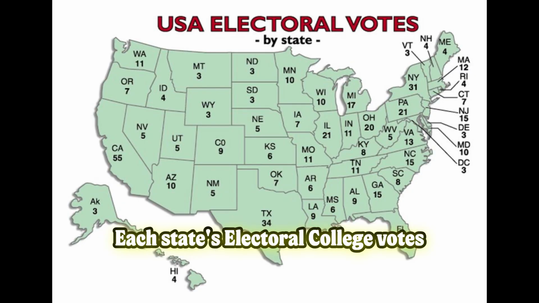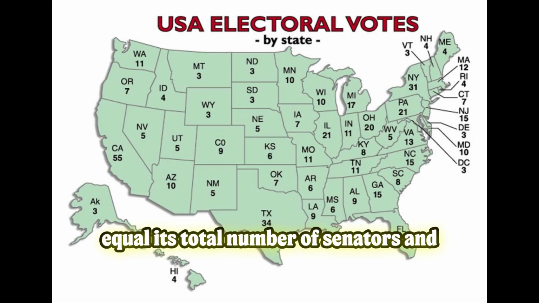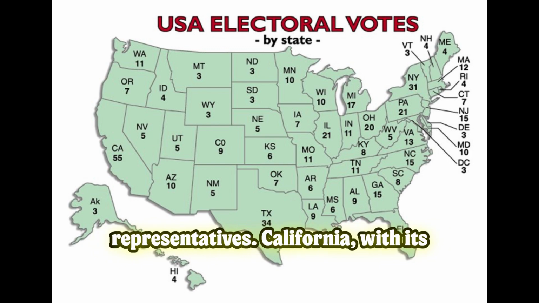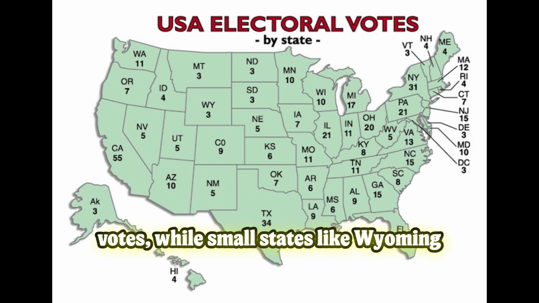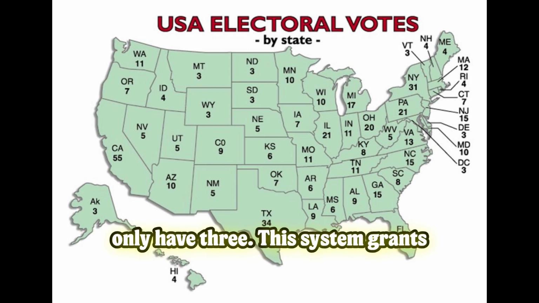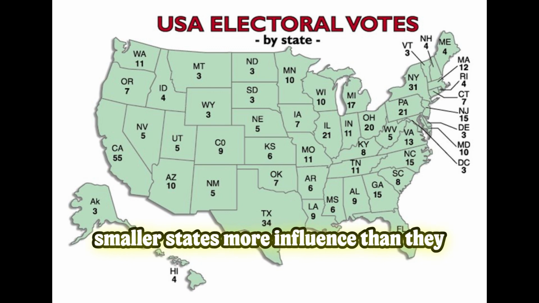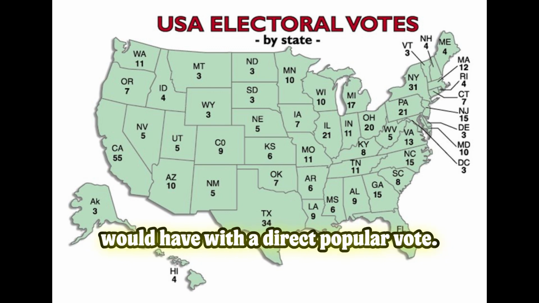Each state's Electoral College votes equal its total number of senators and representatives. California, with its large population, has 55 electoral votes, while small states like Wyoming only have 3. This system grants smaller states more influence than they would have with a direct popular vote.